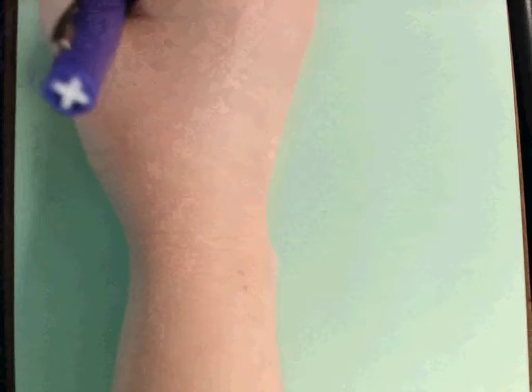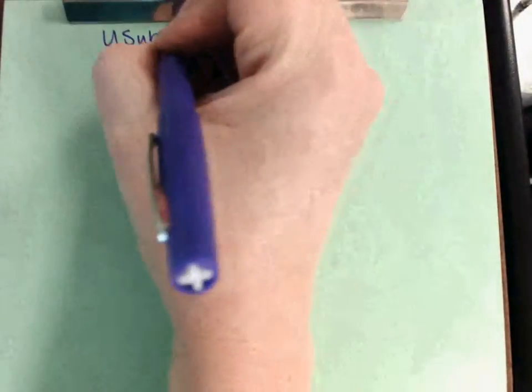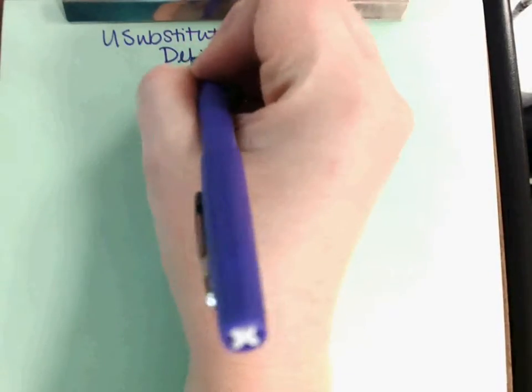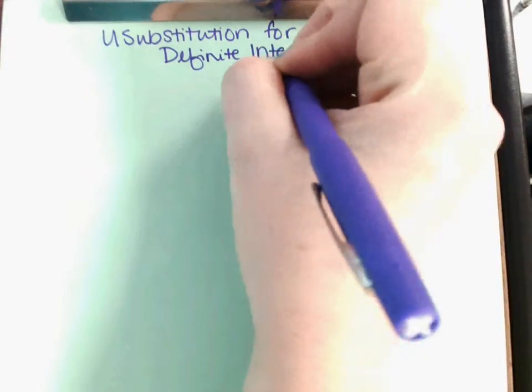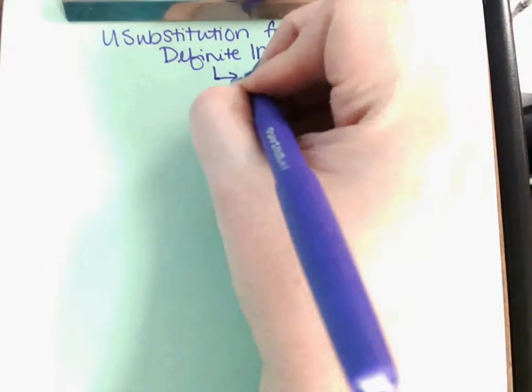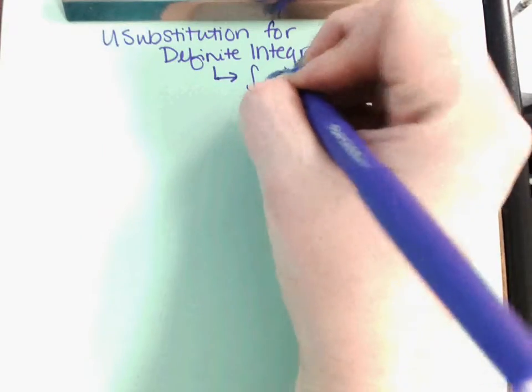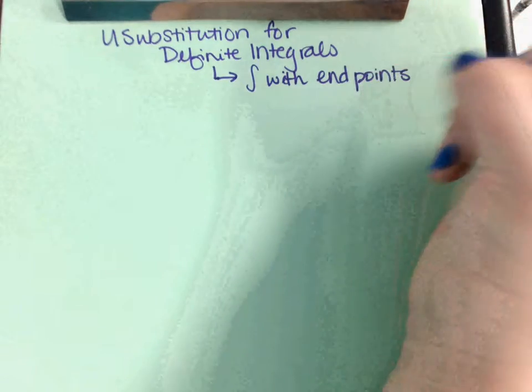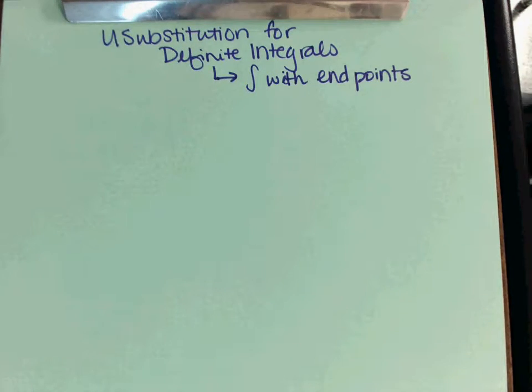Okay, number 1. So this is u substitution for definite integrals. And remember that a definite integral means an integral with endpoints. Okay? An integral with endpoints.